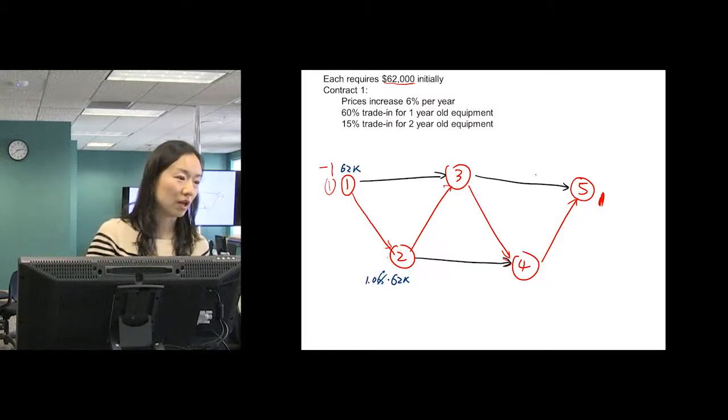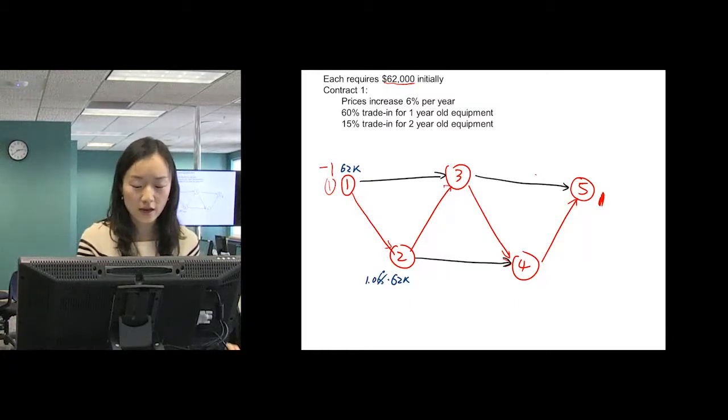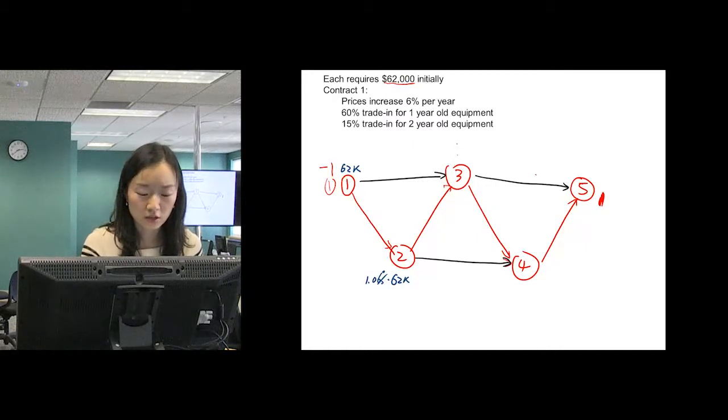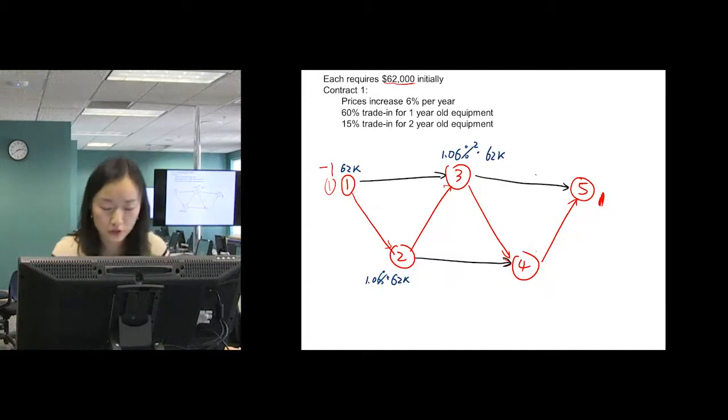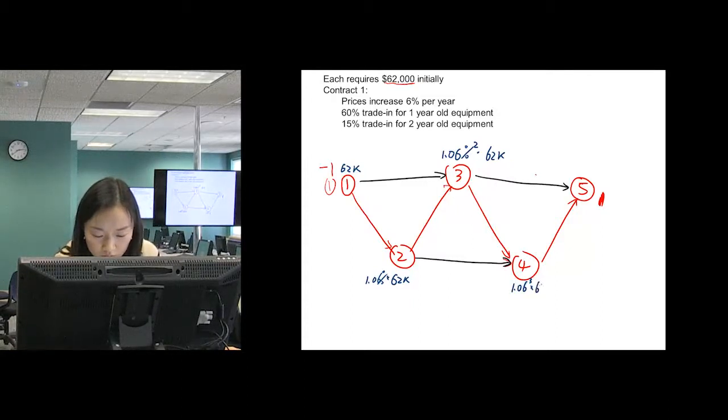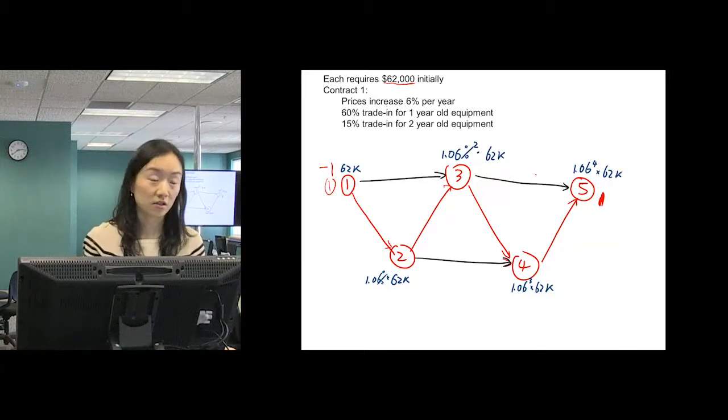Let's just look at the 1 year trading for now. So 1, 2, 3. When you go to year 3, the cost changes again: 1.06 squared times 62K. And when you go to the 4th year, and to the 5th year, these are all the costs that will occur when you trade at those different years.